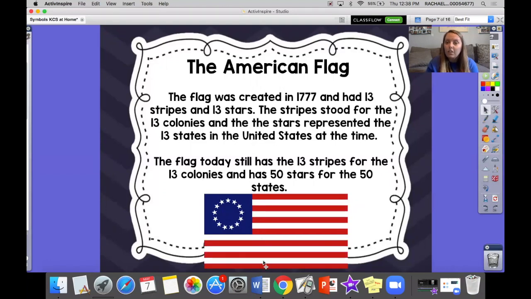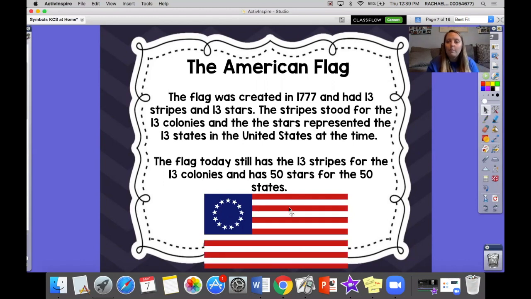So there are 13 stripes altogether, and the original flag had 13 stars. Can we count the stars? Let's go. 1, 2, 3, 4, 5, 6, 7, 8, 9, 10, 11, 12, 13. The stripes stood for the 13 colonies. So before the United States was its own country, there were 13 colonies, and that's what the stripes stood for.